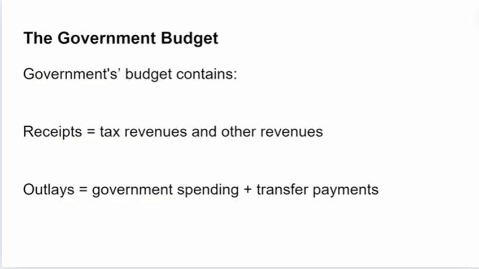Firstly, the government budget is basically a projection of the government's revenues and expenditures for a particular period of time, referred to as a fiscal year. So to clarify further, the government budget consists of receipts and outlays. Receipts are tax revenues and other revenues that a government budget contains, and outlays are government spending and transfer payments. And you guys can see the formulas right here.